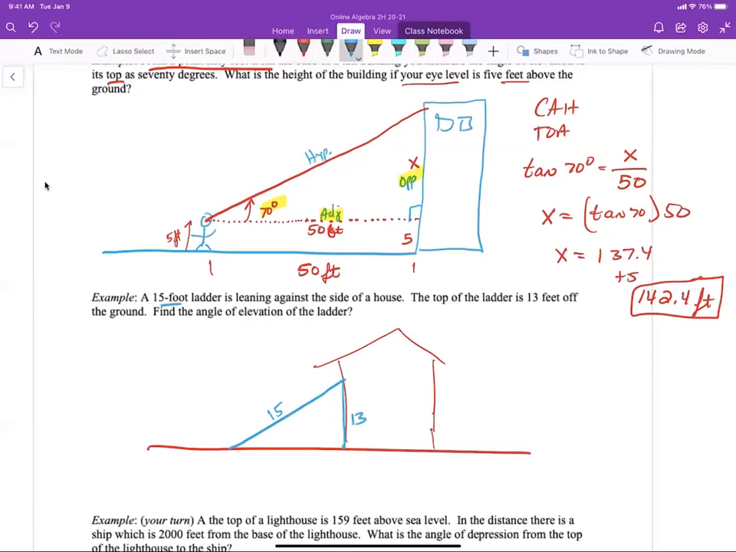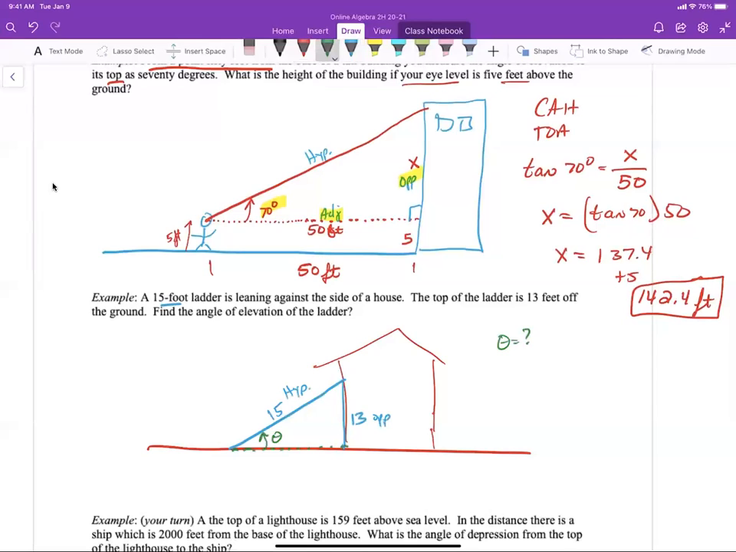Find the angle of elevation. Elevation from the horizontal. Here's the horizontal. This is the angle of elevation, and this is theta. Theta equals question mark. I'm now trying to find an angle. What do I know about that triangle with respect to that angle? I know the opposite side, and I know the hypotenuse. What has to do with opposite and hypotenuse?